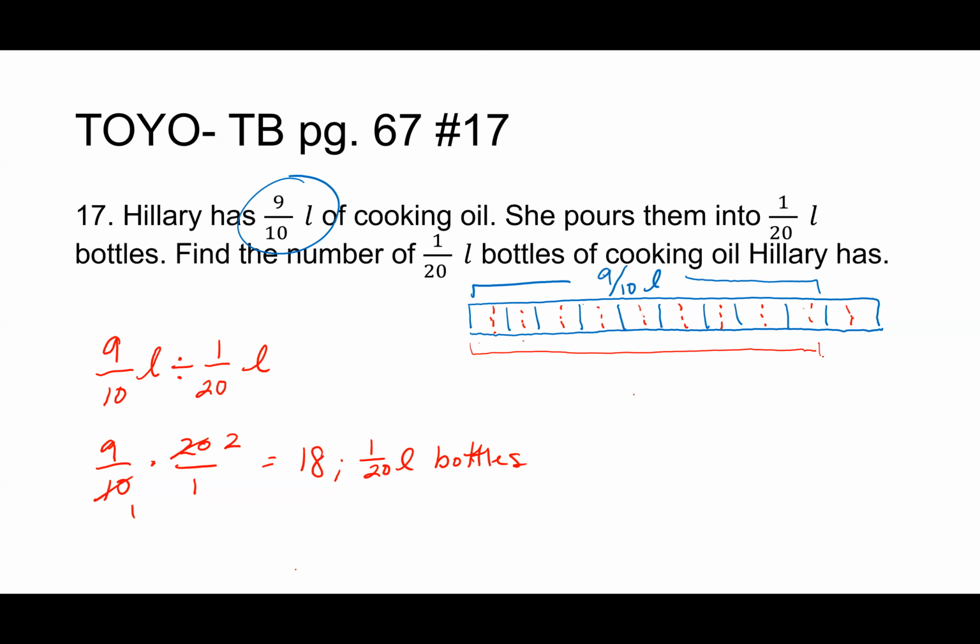She had this much oil. Once we split those into 20ths, that was 18 20ths. Okay. My division problem was right here. We divided 9/10 by 1/20. This is how we modeled it. This is how we performed the math. Okay, does that make a little bit more sense? Okay. Okay, let's keep going. We've got some more problems here to work with.